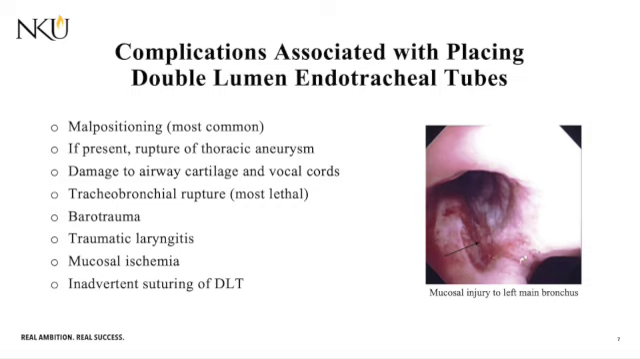Barotrauma, traumatic laryngitis, mucosal ischemia, and inadvertent suturing of the double lumen tube, as evident by the inability to take out the tube during extubation, are all possible complications. Here's a reference slide for determining the tube size for your patients. The most common size double lumen endotracheal tubes is a 39 for male and a 37 for female.